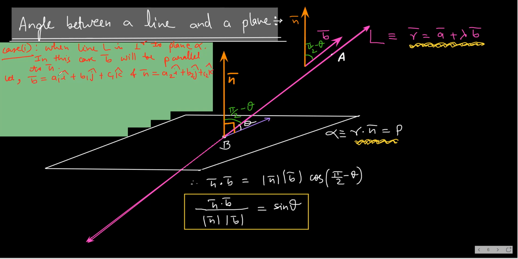So what will happen? Since B bar and N bar are parallel, when the two vectors are parallel, one vector will become a scalar multiple of the other vector. So you can write N bar is equal to M times B bar, and what you will get is A1 upon A2 equals B1 upon B2 equals C1 upon C2.